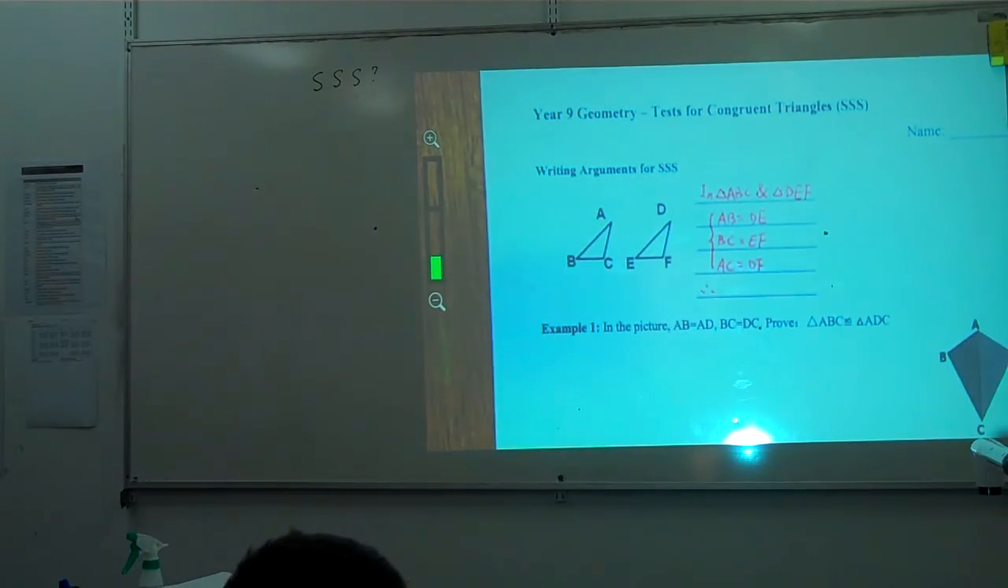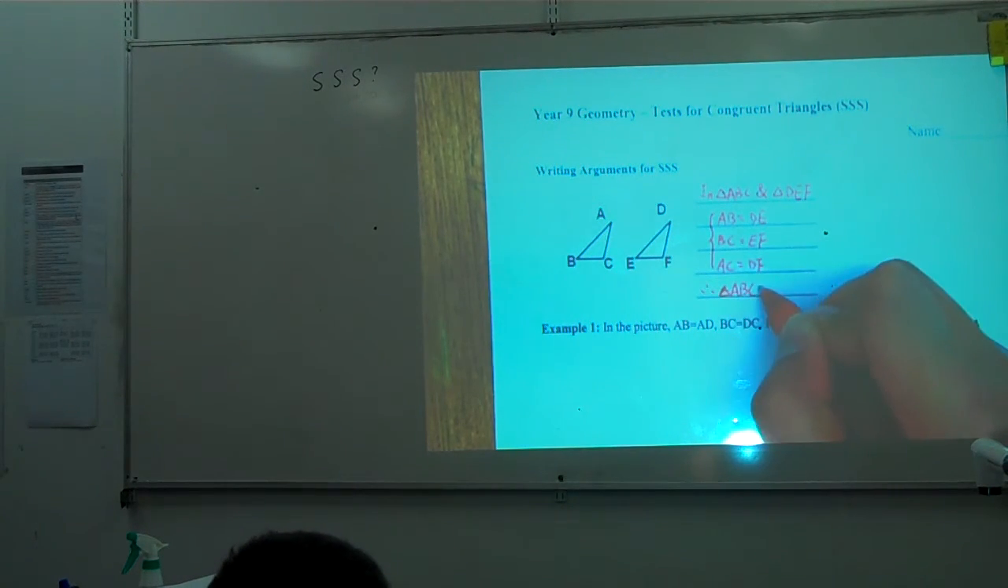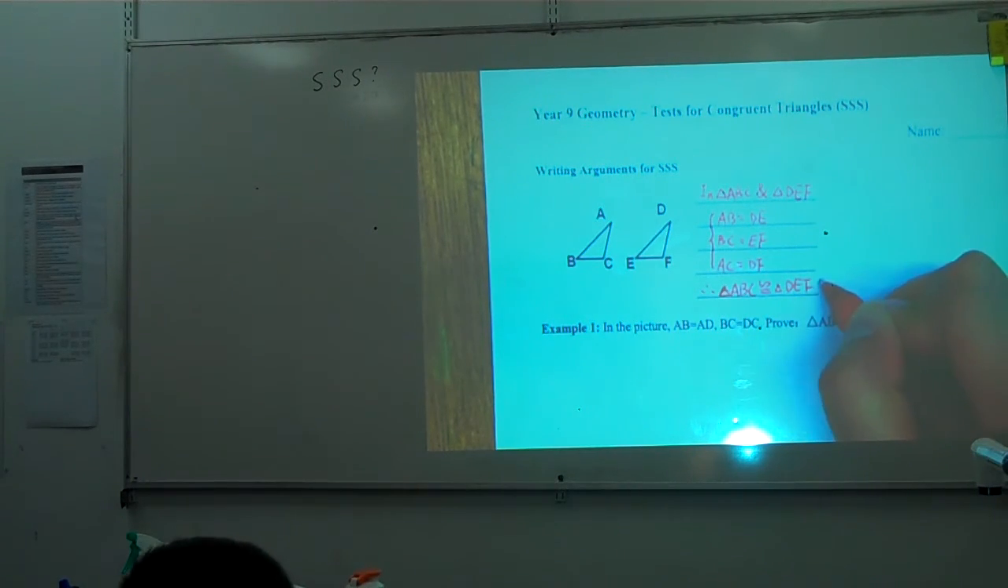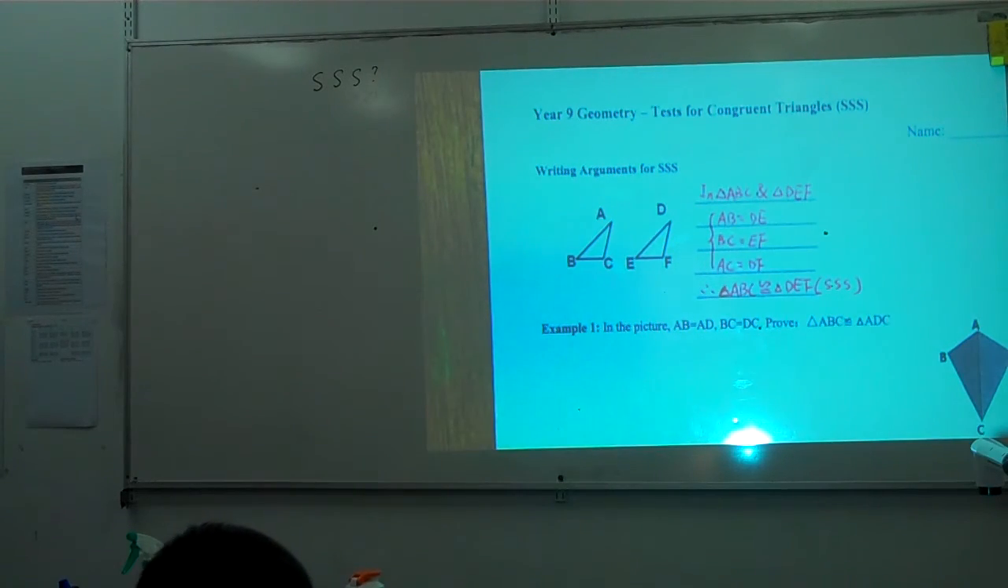Alright, therefore, are they congruent? Yes. Triangle ABC is congruent to triangle DEF. Bracket SSS, because we use 3 sides. So this is the writing.